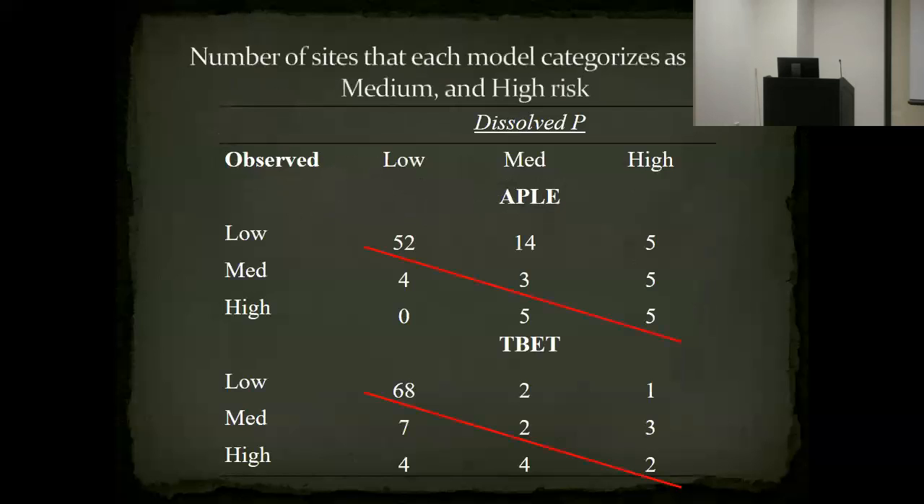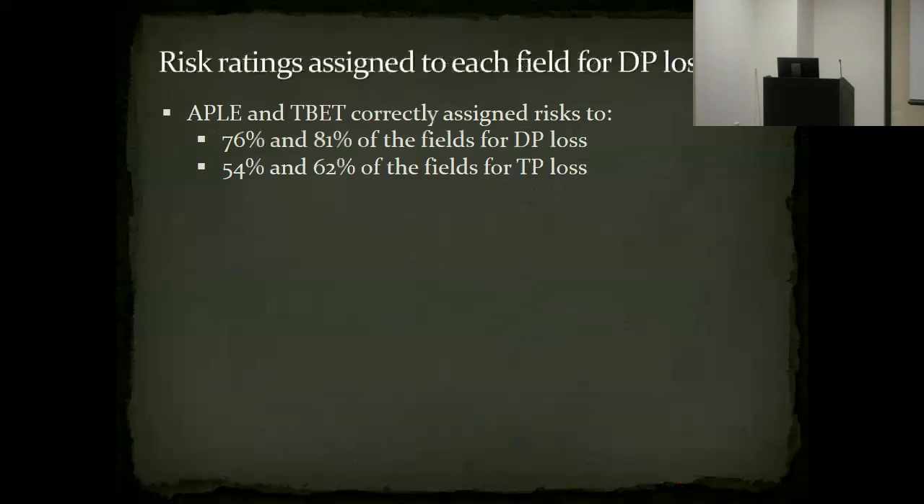If we wanted to take a look at the classifications again, the diagonal means that using that classification, the model and observed data classified them the same. So that's dissolved P, total P. If you look at it, 76 and 81% of the fields were properly classified using the thresholds we used for dissolved P loss, but only 54 and 62% of the fields for total P loss. But again, one thing I want to stress is the similarity between the two models. You're not gaining a significant improvement by using a much more complex model.